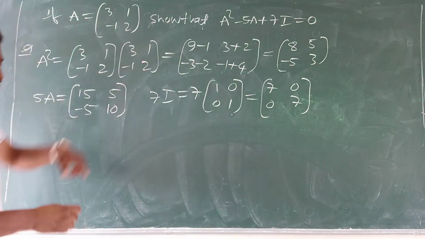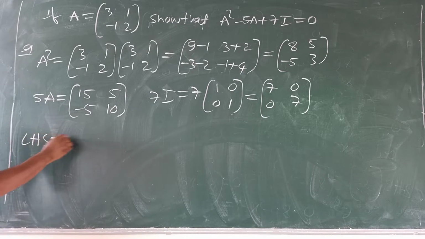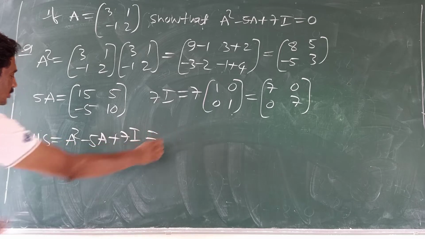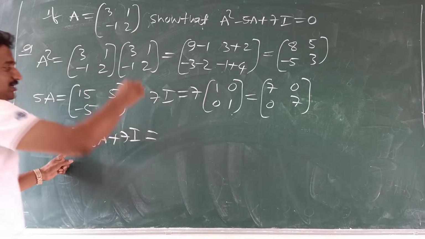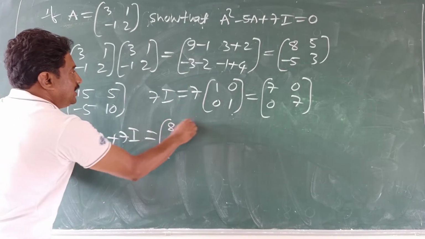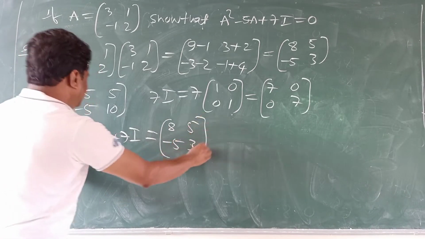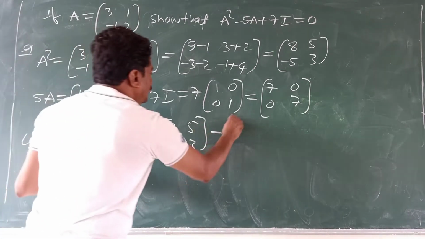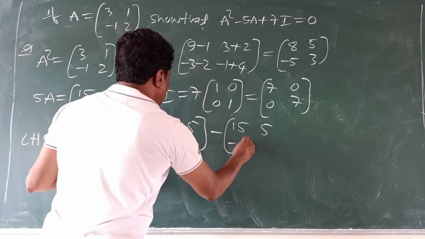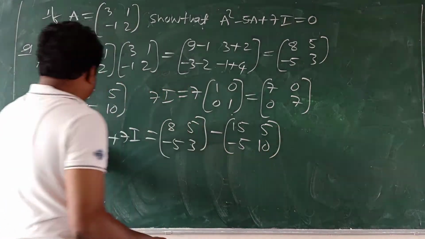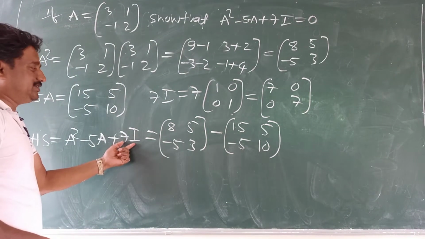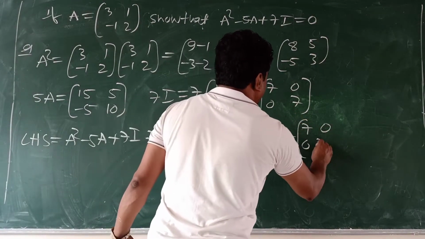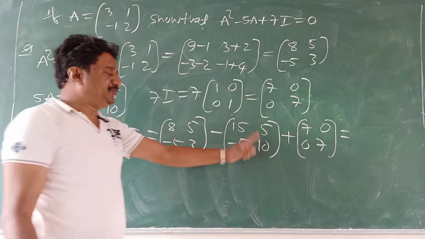Now I take LHS. That LHS is A square minus 5A plus 7I. Substitute for A square. So we got A square, which is [8, 5; -5, 3], minus 5A. Here is 5A, [15, 5; -5, 10]. So substitute for 7I, [7, 0; 0, 7].